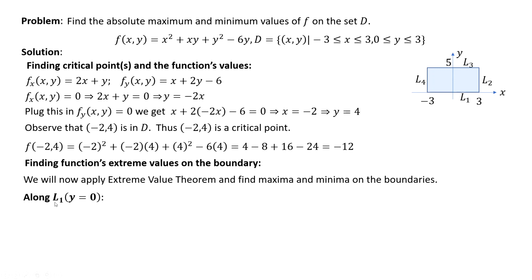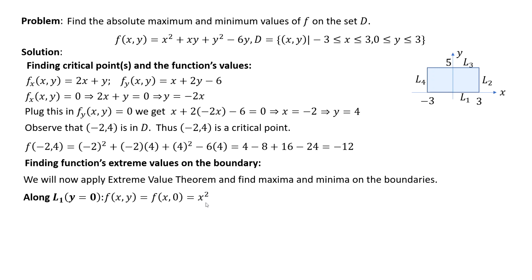Along line L1, well, there y is equal to 0. So we'll just quite literally figure out f of x, 0 because y happens to be 0. And if we go to the definition of f of x, y here, that's given by this. So the second term goes to 0, third, fourth, they all go to 0, and we just end up with an x square.